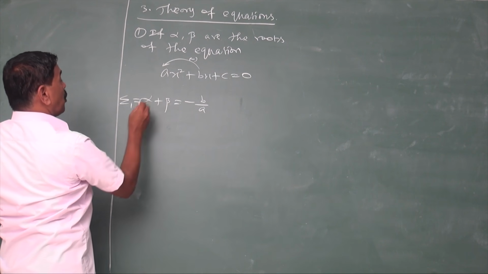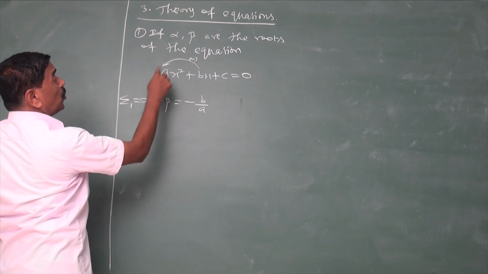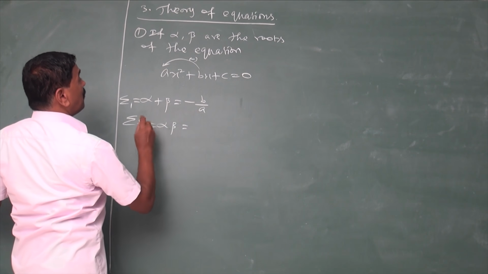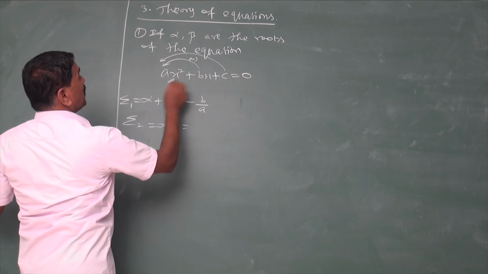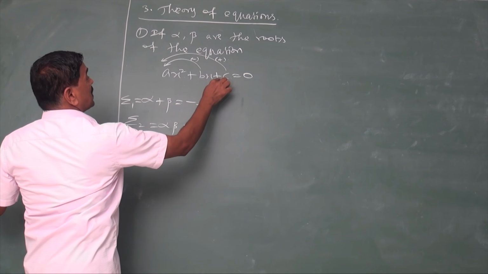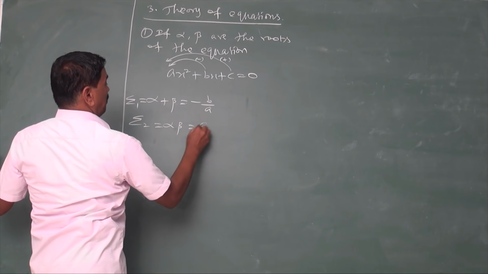And the second one, the product of the roots. The product of the roots taken 2 at a time is given by sigma 2. Sigma 2 is equal to alpha beta. Alpha beta is equal to c by a. Here minus after plus, that means plus into plus is plus, so plus c by a.